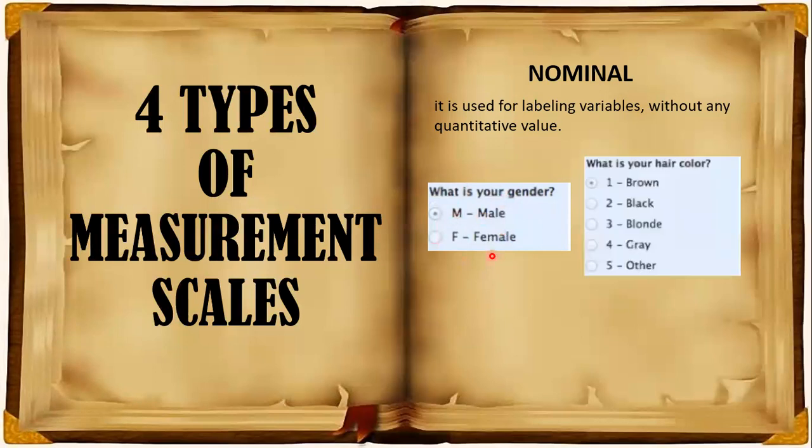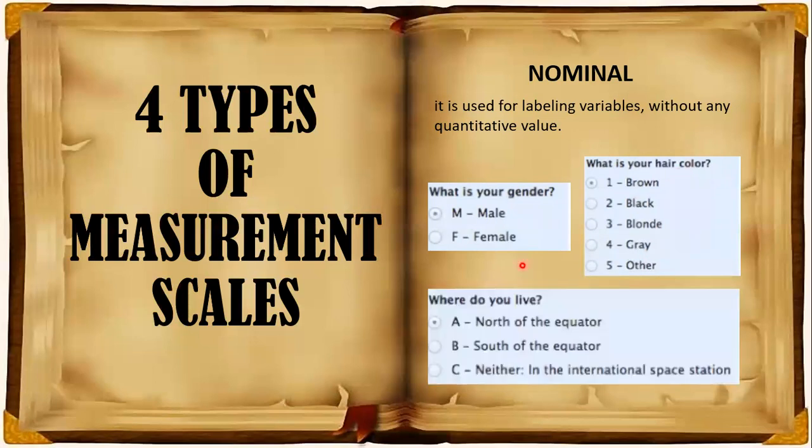So next, what is your hair color? So we have here brown, black, blonde, gray, and other. So unsa man nga category nga atong gigamit? It's hair color. Now next, where do you live? So asa man ka nagpuyo? So we have here north of the equator. So we have also here south of the equator, then neither in the International Space Station. So unsa man atong gigamit ani class na category? It's live, okay? Asa ka nagpuyo.